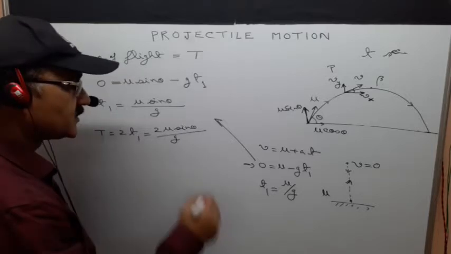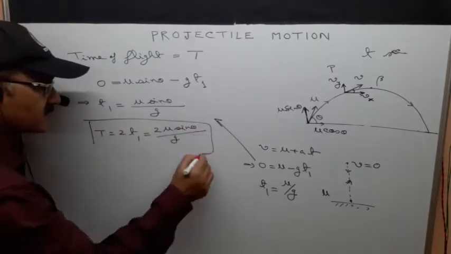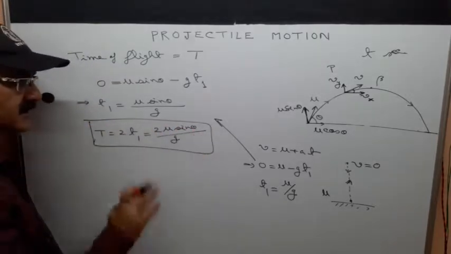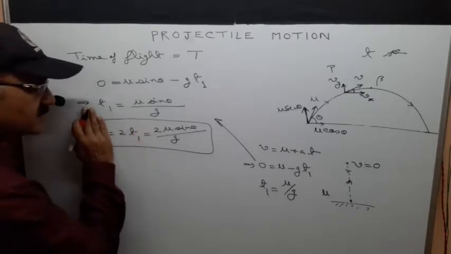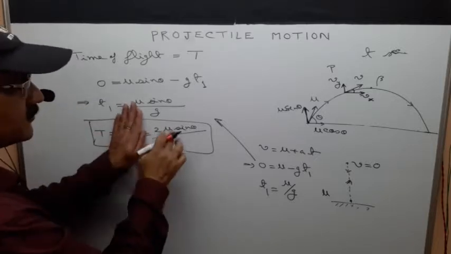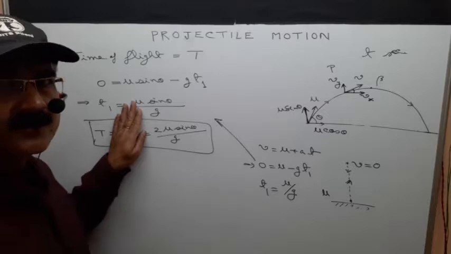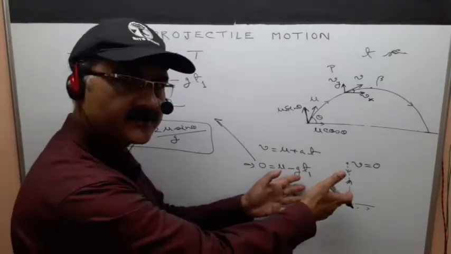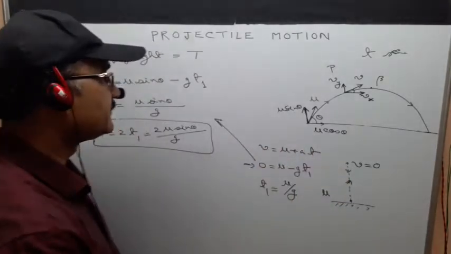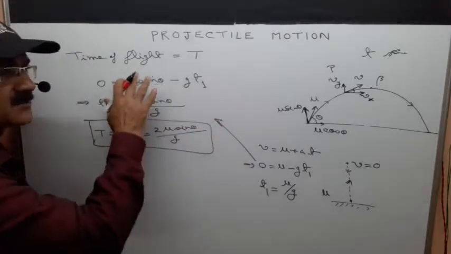Okay, so this is the equation for time of flight. You can now omit this. Time of flight is equal to 2u sine theta by g. See, this was clear to you. From there we have derived this. Very easy to understand.